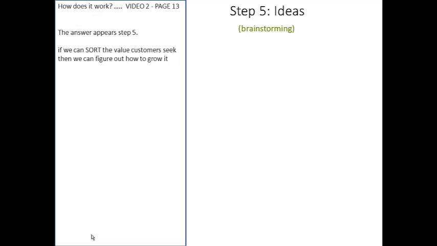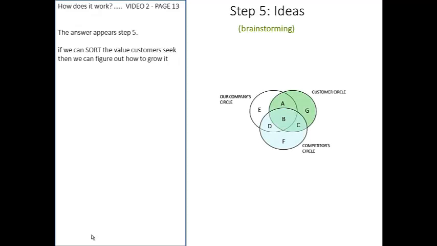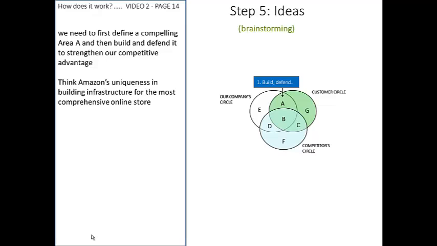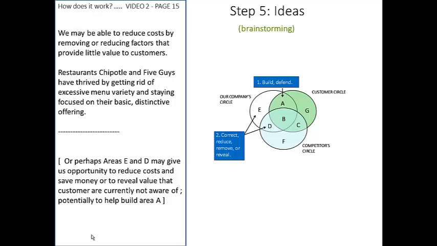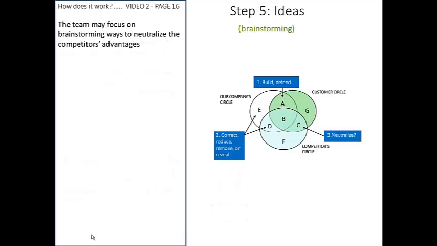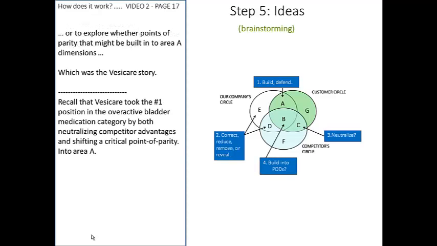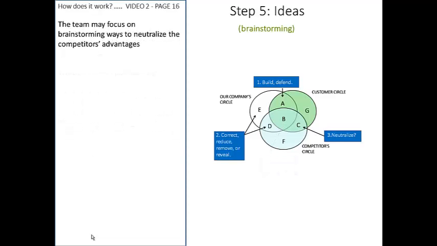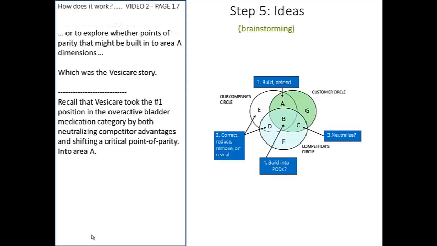If we can sort the value that customers seek, then we can figure out how to grow it. All right, we need to first define a compelling area A and then build and defend it to strengthen our competitive advantage. Think of Amazon's uniqueness in building infrastructure for the most comprehensive online store in the world. We may be able to reduce costs by removing or reducing factors that provide little value to customers. The restaurants Chipotle and Five Guys have thrived by getting rid of excessive menu variety and staying focused on their basic distinctive offerings. The team may focus on brainstorming on ways to neutralize competitors' advantages or to explore whether points of parity that might be built into area A exist.